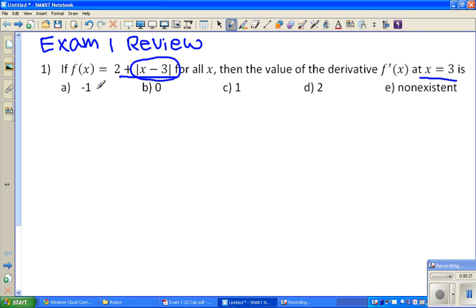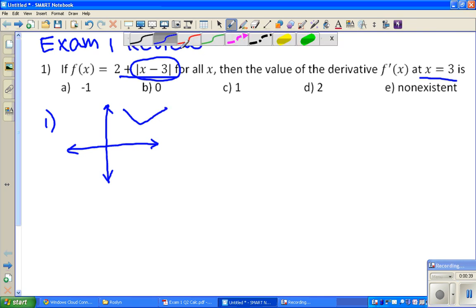Now, one graphical way which we can approach this one is if you have to sketch this using your graphing calculator or any other way you like to, you will realize that when x equals 3, you will see a corner. So whenever you see a corner, you will realize that the function is not differentiable. Hence, the answer will be non-existent.